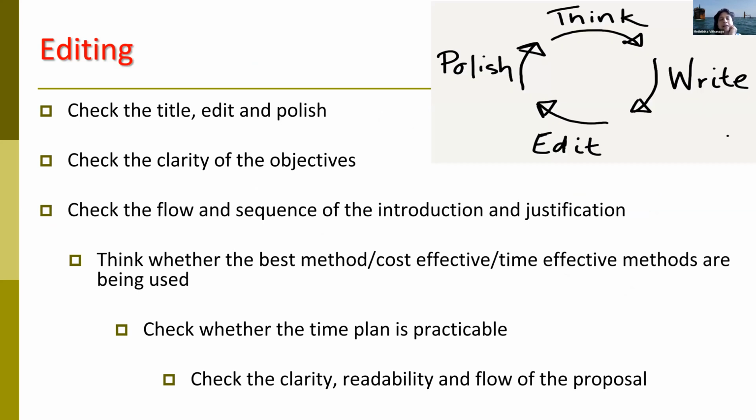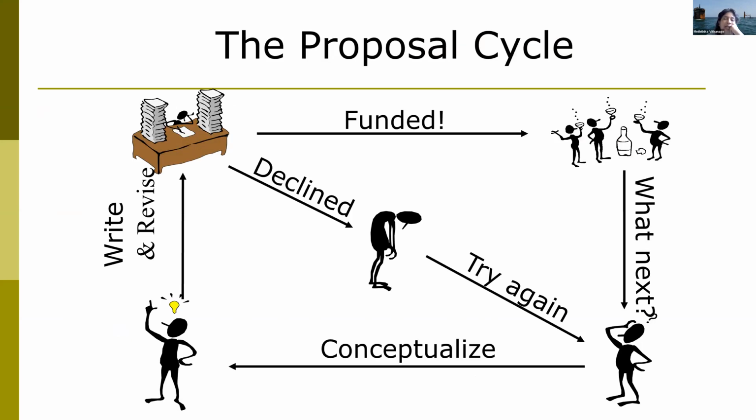When editing, check the title many times, edit and polish it. Check the clarity of the objectives, and the flow of the introduction. Check whether the time plan is practicable, and the clarity and readability of the proposal. You have to check these things: edit, polish, check, edit, polish. This cycle should go a few times. There is a cycle for everything, even for a proposal.